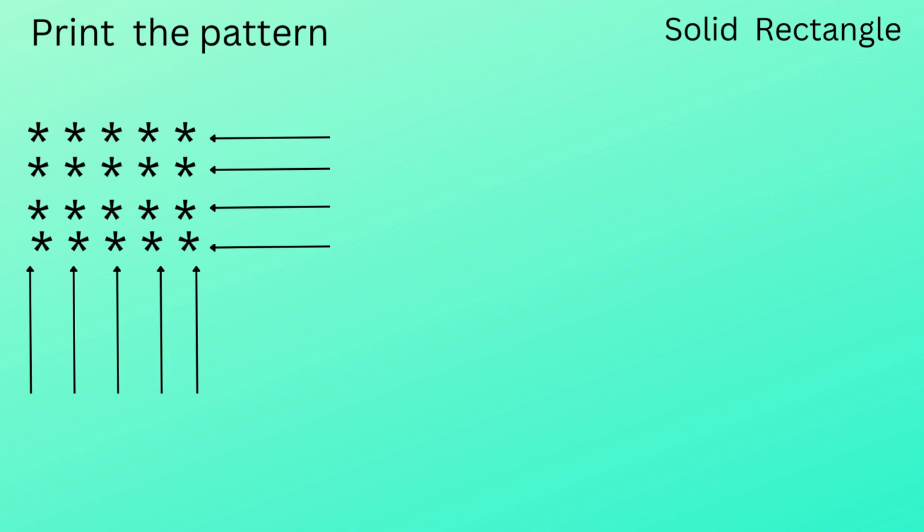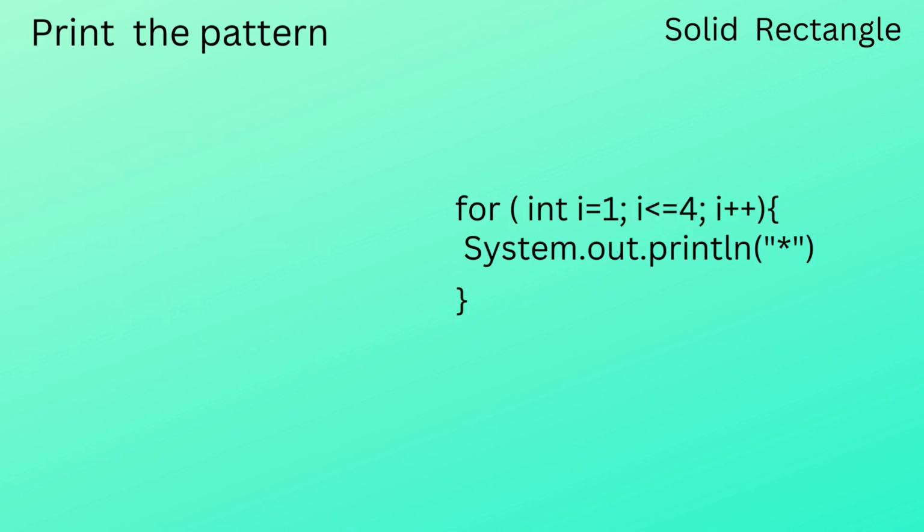We learned in the last video how to print hello world using a for loop. In the same way, we will print this pattern using a for loop. We will write a for loop and we will print over 4 rows. After that we will print 5 columns.